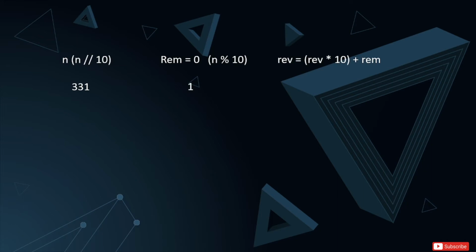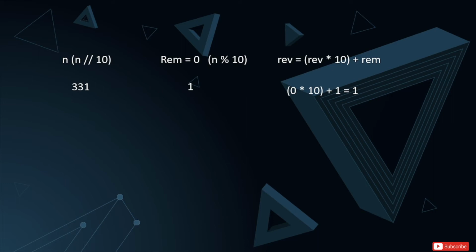So in order to get the last digit from the given number, we are doing n mod 10. After doing n mod 10, now we are going to add this to reverse. The logic is reverse equals reverse into 10 plus remainder. Initially reverse will be 0, so 0 into 10 plus remainder value 1, so the reverse value will be 1.